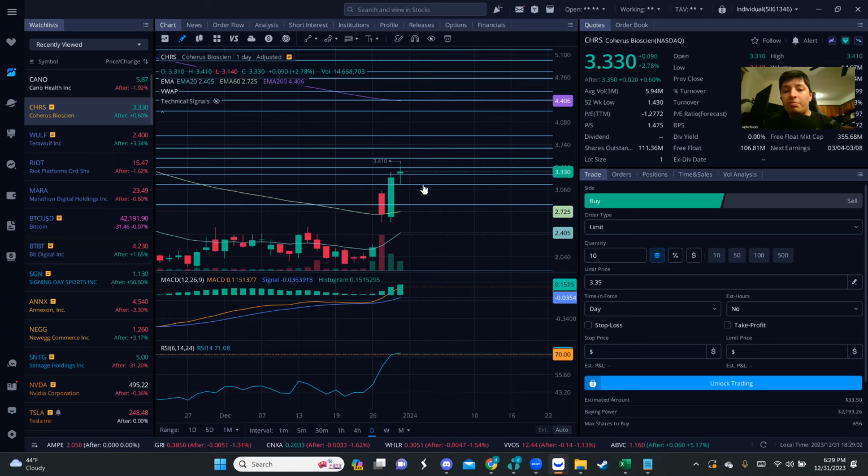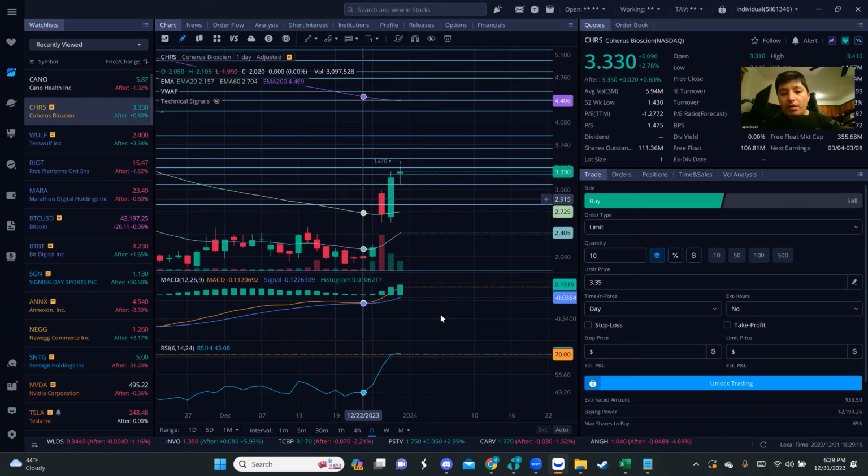And I can think, all right, based on the daily chart, maybe we can pull back to like 2.72, which is the 60 EMA, right? And remember, the 60 EMA is a healthy indicator that I use to measure a healthy pullback, right?